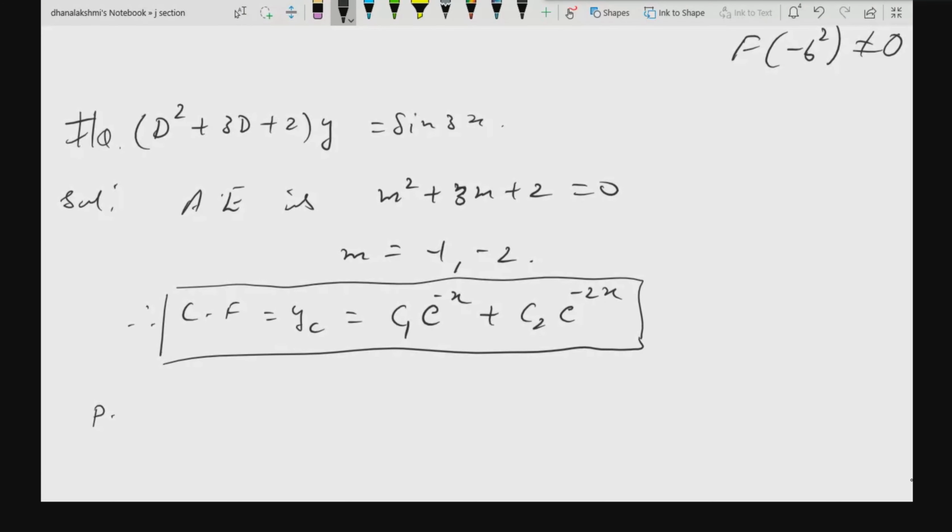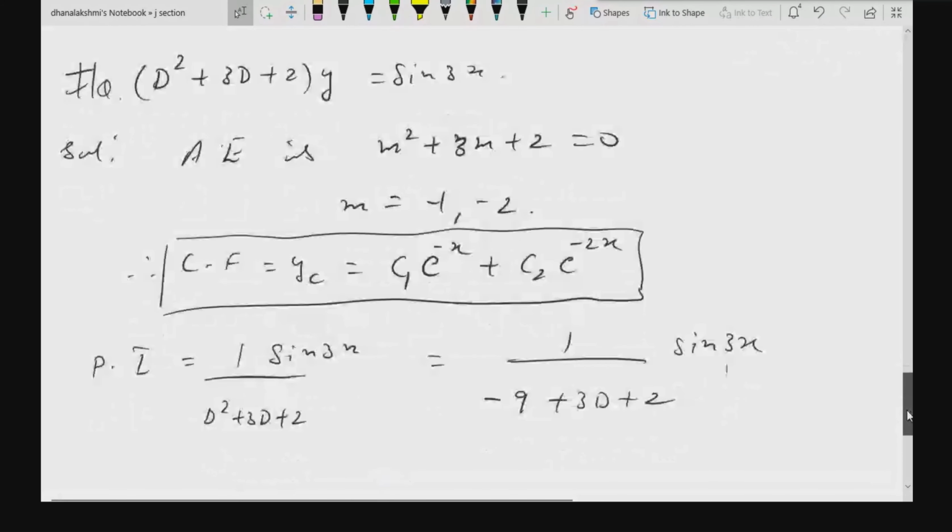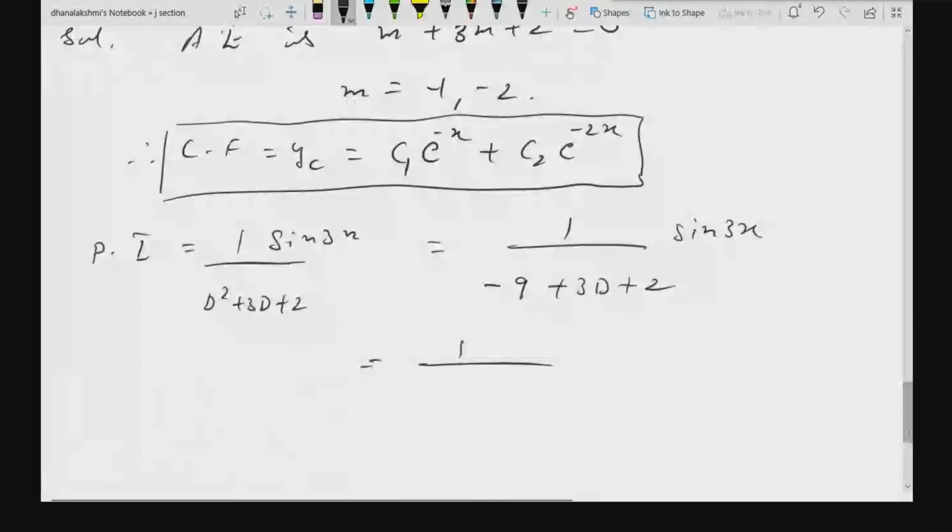Now the particular integral. The particular integral will be sin 3x divided by D² + 3D + 2. According to the logic, if you replace D² with -b², my b value is 3 here, so it will be -9. So you get sin 3x over -9 + 3D + 2. As you can see, the denominator is not 0, so f(-b²) is not equal to 0. So you will have sin 3x over 3D - 7.